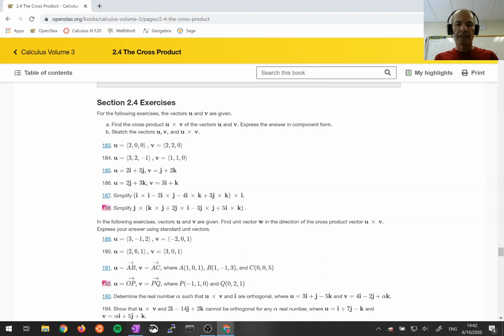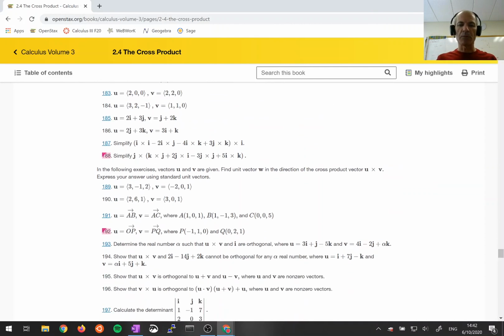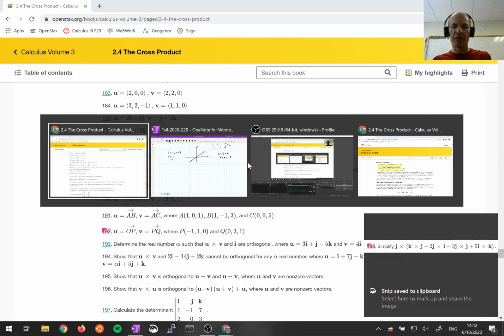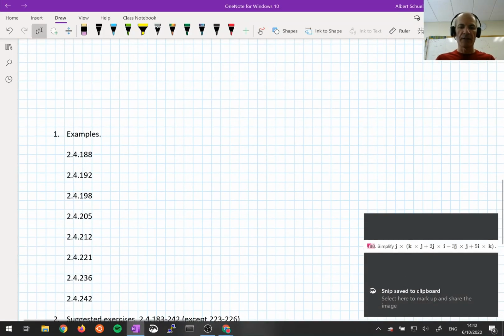Okay, let's look at our first example, problem 188. This is really just understanding some of the algebraic properties of the cross product.